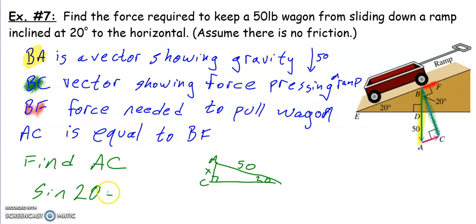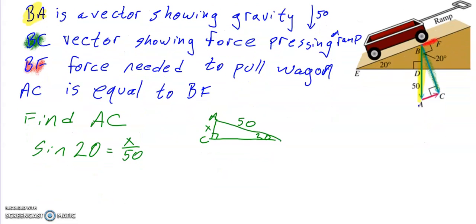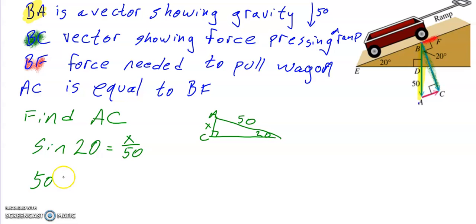The sine of 20 degrees, using my trig ratios, equals the length of the opposite side over the length of the hypotenuse. So I can go ahead and get x by itself. I can say 50 times sine 20 equals x. I put that into the calculator, and I'm going to get that I'm going to need about 17 pounds of force to keep that wagon from rolling down the incline. That's what that's telling me.